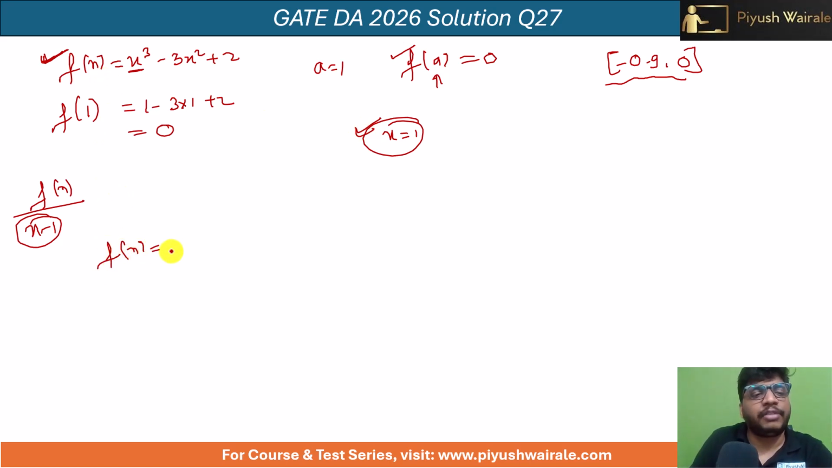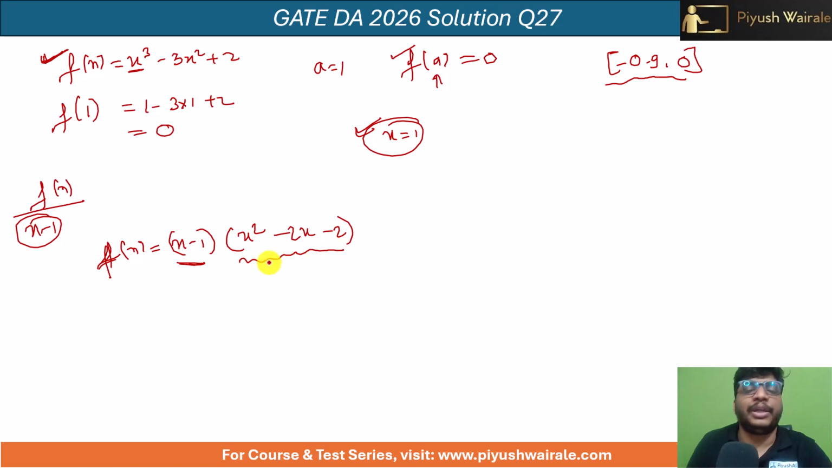So f of x will be (x minus 1) and this will be x square minus 2x. That will be a minus 2x, and here plus 2 minus 2 here, like that. So like this. So yeah, this is correct. F of x, I can write this like this because x equals 1 is the root of the equation here. Now I need to find out the roots for this particular one.